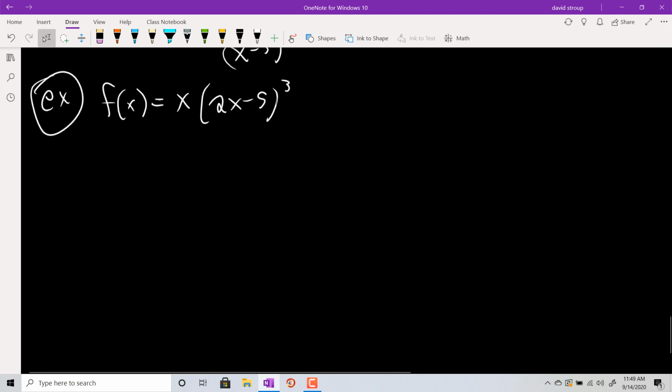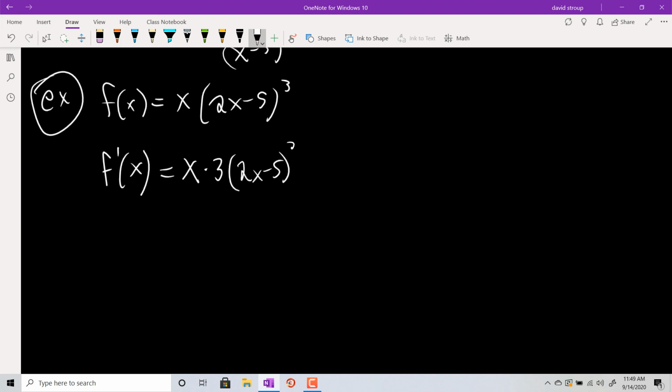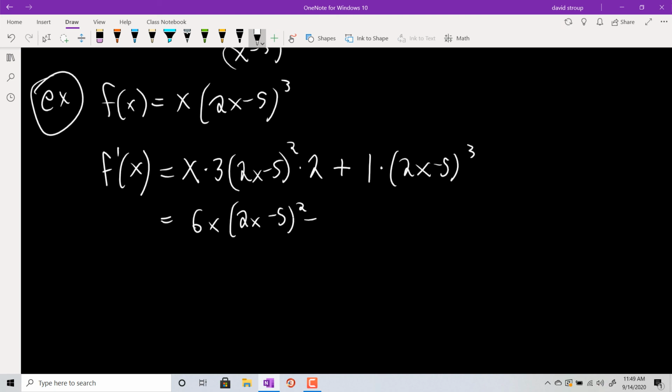Okay, and now you'll find the derivative of this thing. And of course, you're going to need a product rule. So f prime of x, you leave x alone, but then times the derivative of the 2x minus 5 cubed. So you do a power rule, 3 times 2x minus 5 squared, and then tack on the derivative of the guts. So the derivative of 2x minus 5 will just be 2. And then plus, now you leave the x alone. Now you take the derivative of x, which is 1, times the 2x minus 5 cubed. So this would be 6x times 2x minus 5 squared plus 2x minus 5 cubed.